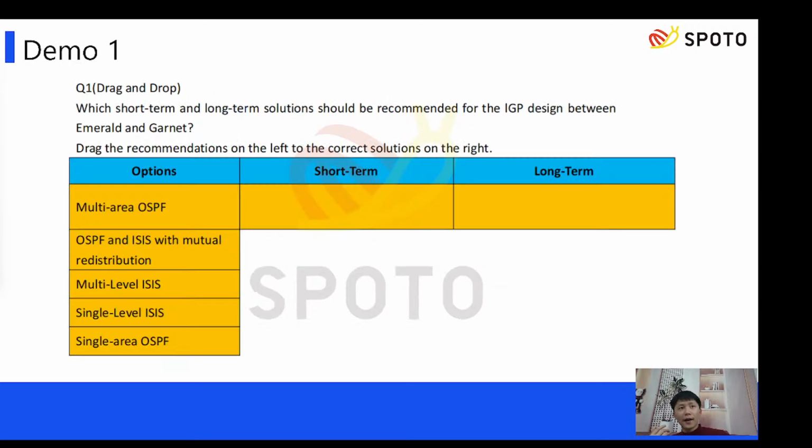And as I said, in the design part, there will be many scenarios provided, and you have to read these resources to answer the questions. And here we will show you some questions. In this part, it also contains the judge and drop questions, single choice questions, and the multi-choice questions.